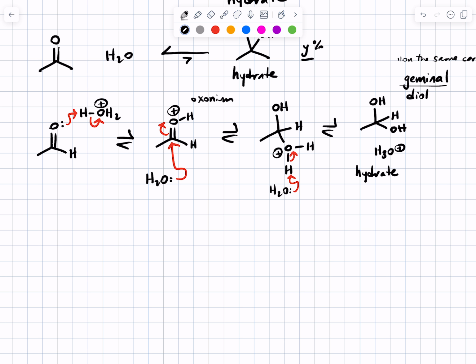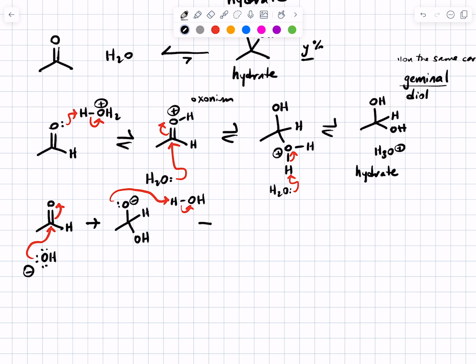The mechanism for the ketone is exactly the same, so we don't need to show it. Let me show you briefly, if you wanted to do this under base catalyzed conditions, what that would look like. You would use OH minus, which is a good enough nucleophile to attack the carbonyl carbon directly. That would give you this intermediate with a negatively charged oxygen, which would then pick up a proton from water, thereby regenerating the base catalyst. And that's why you don't need very much base at all for this to happen, but you end up with the same hydrate product.